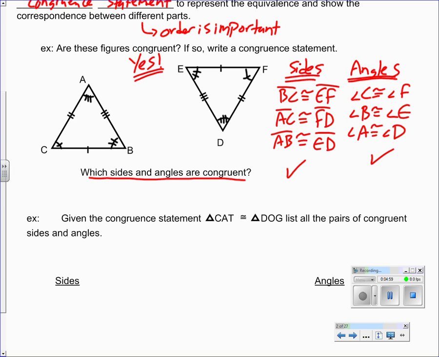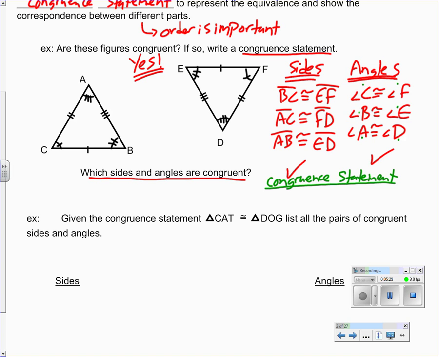So now the second part of this is to write a congruent statement. So when you write the congruent statement, the order is very important. The order shows which pieces correspond to which pieces. So if I look at the angles, it's the easiest to tell. I see that A corresponds to D, that B corresponds to E, and that C corresponds to F.